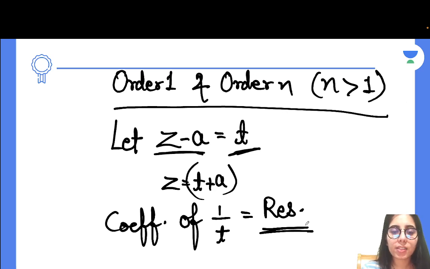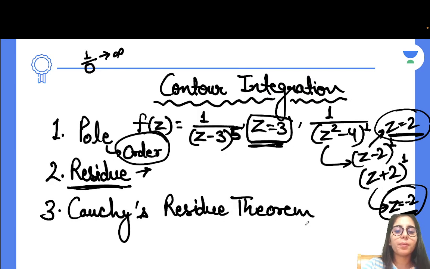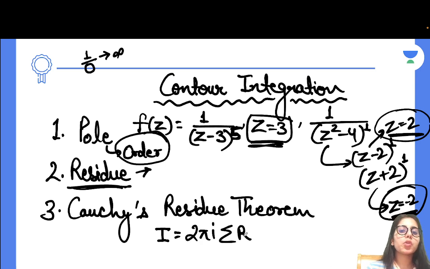Once you got this, now you are ready to know about Cauchy's residue theorem. What does it say? It tells you about the integration over closed contours. It says that the integral equals 2 pi i times the sum of residues, for whatever poles lie within the contour. In that case, find the residues corresponding to them and then find the sum of all those residues.